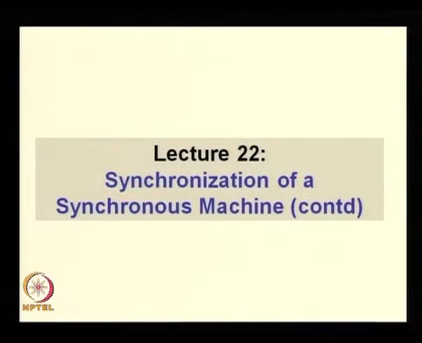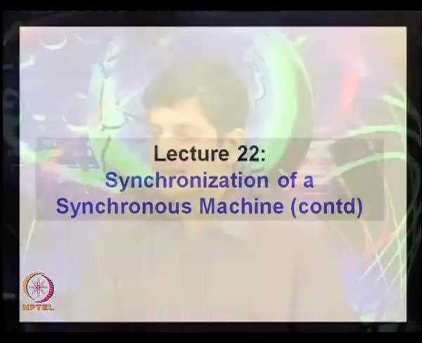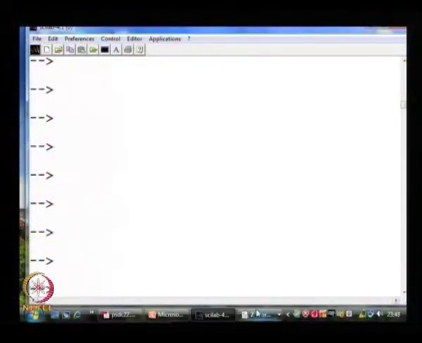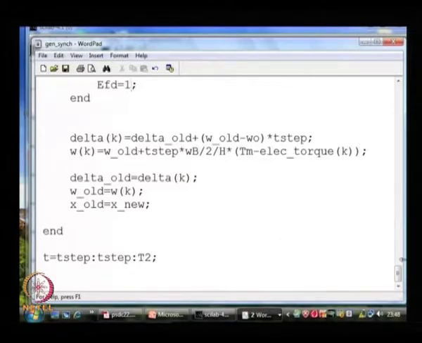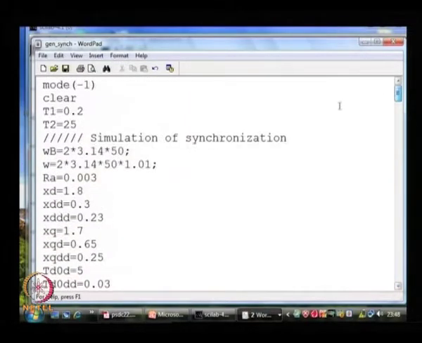So, today's lecture, of course, we will be revisiting the transient associated with the synchronization of a synchronous machine. Now, what we will do, like in the previous lectures, is do a simulation of this system. Okay. So, let me just show you the simulation file here. This is gen_sync, the file. I will be doing a 25-second simulation. I will be synchronizing the machine at 0.2 seconds.